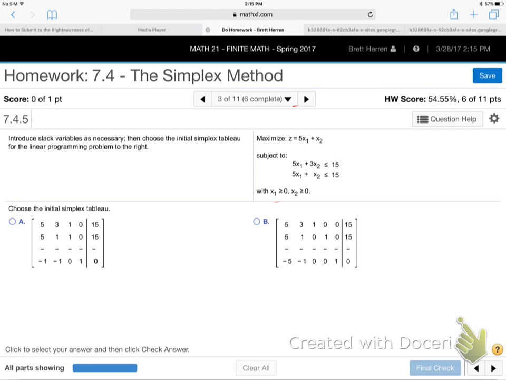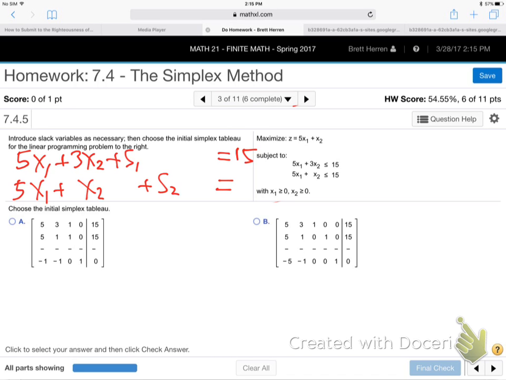All right, so it's going to be 5x1, that's a 5 there. 5x1 plus 3x2 plus slack variable 1 is 15. 5x1 plus x2 plus slack variable 2. Remember, each variable gets its own column. Keep moving them over. Equals 15.